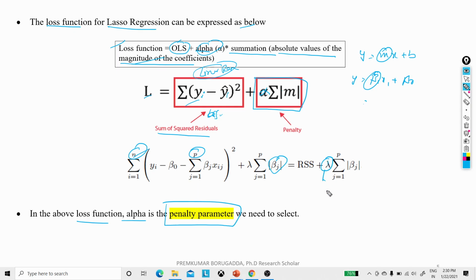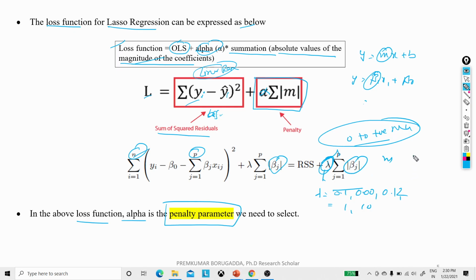We need to select this value. While doing lasso regression, you have to give the alpha value manually, like 0.001, 0.1, 0.12 and 10. So what is the range of this alpha? From 0 to any positive number. Between this range you can apply the alpha value. When the alpha value is increasing, the coefficient values may move towards 0.